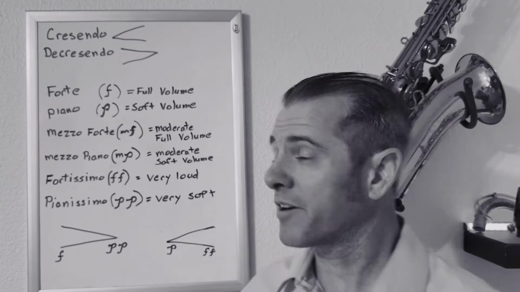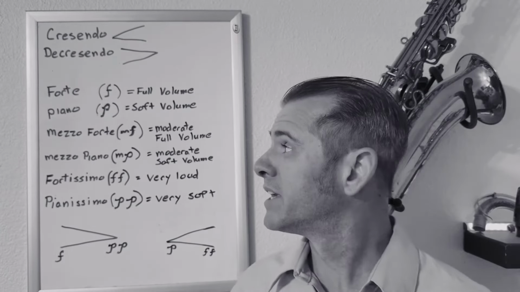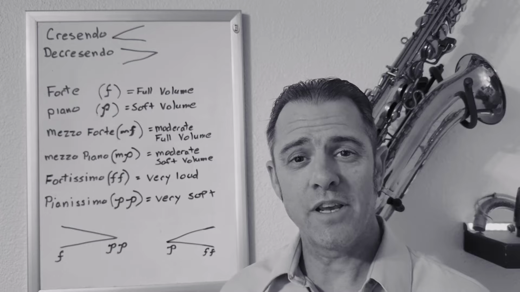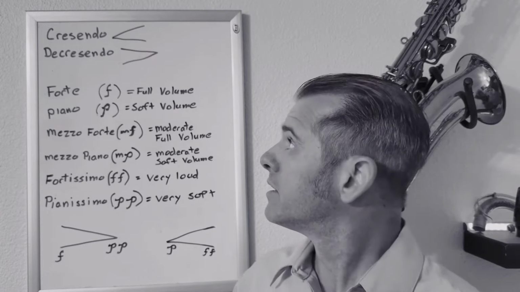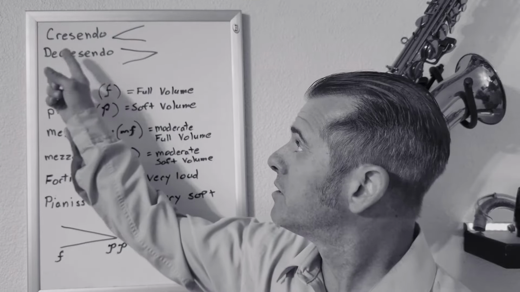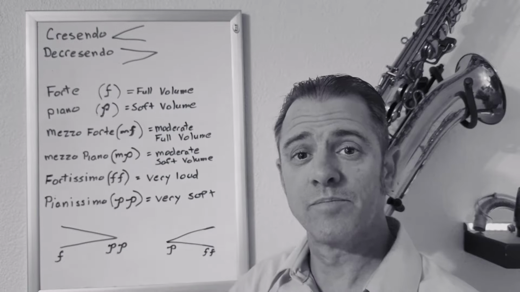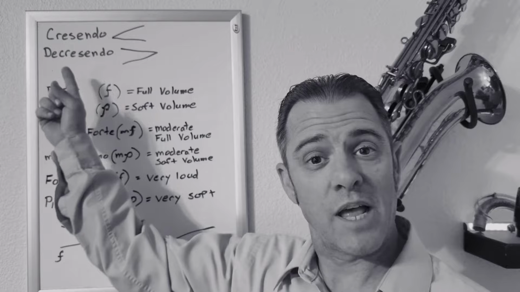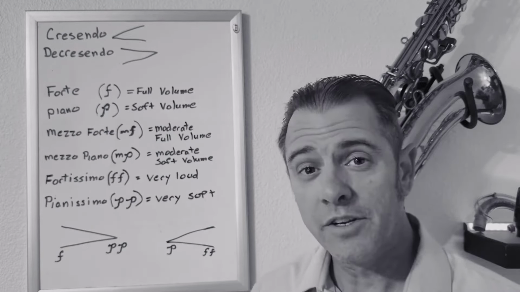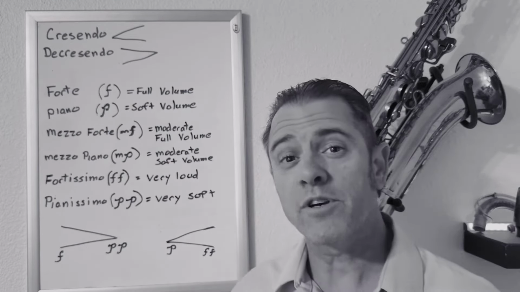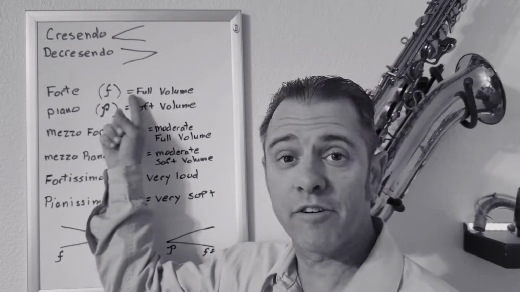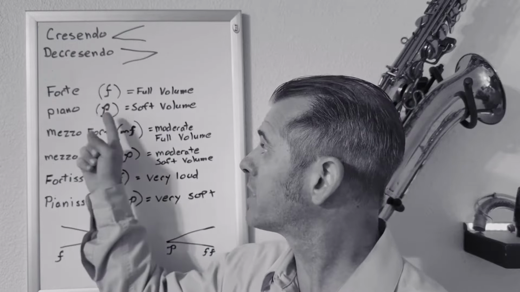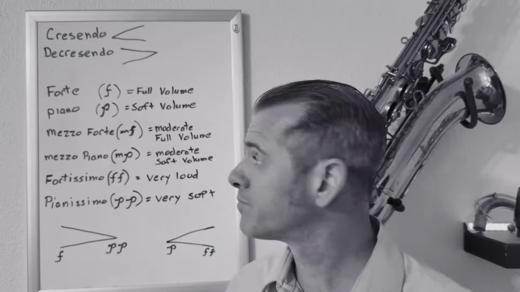Okay, well, here we are with my cheat sheet. Now, this is terminology and symbols that you will see in your sheet music. We're going to start off with crescendo, which is going from soft to loud, and then decrescendo goes from loud to soft. Now, loud to soft, you have forte and piano, symbolized by a lowercase f for full volume and a lowercase p for soft volume.